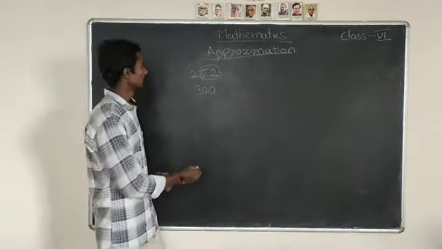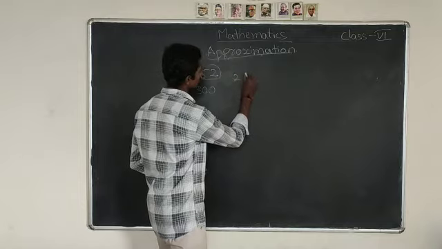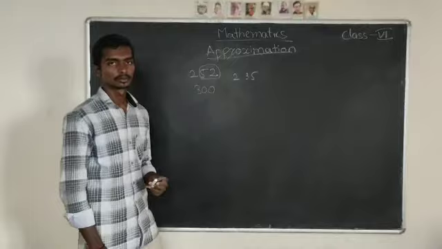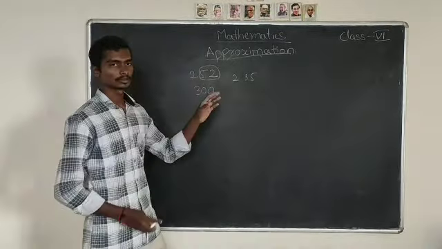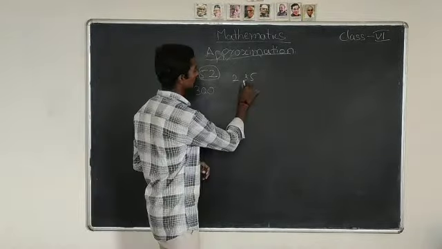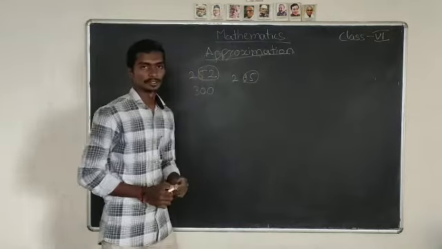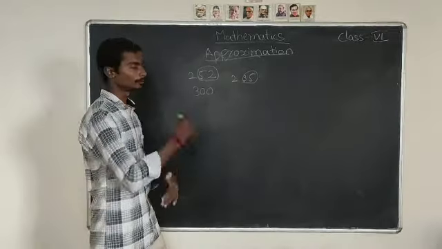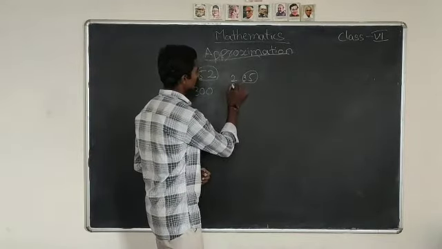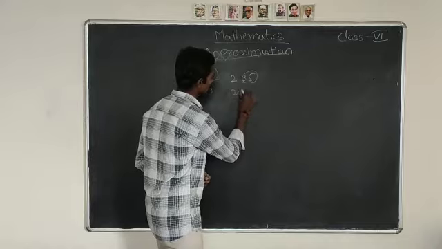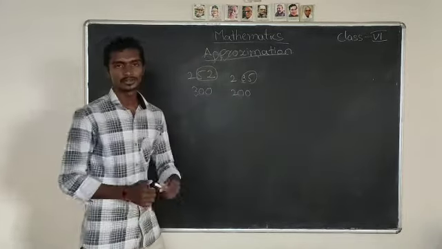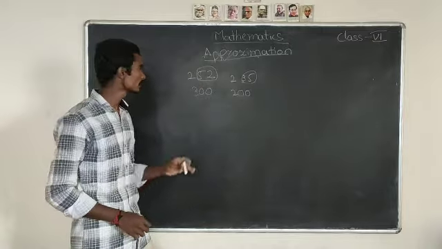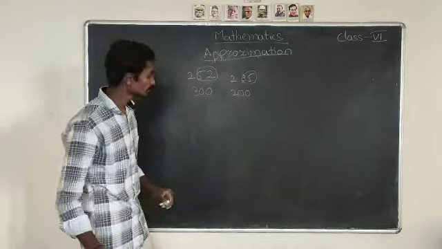And if I get a number like 235, if the number in the tens place is less than 50, then what will we do? We will approximate it to the previous hundred. That is, in this case, it will be 200. So what have we seen now? Approximation to the tens place and to the hundreds place.